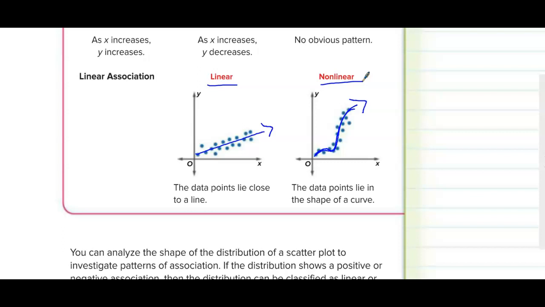So again, you only have a linear association if it is a positive or negative association, which we talked about above. If it does not have an association, you just say no association.